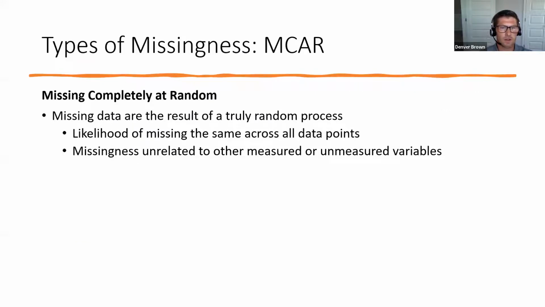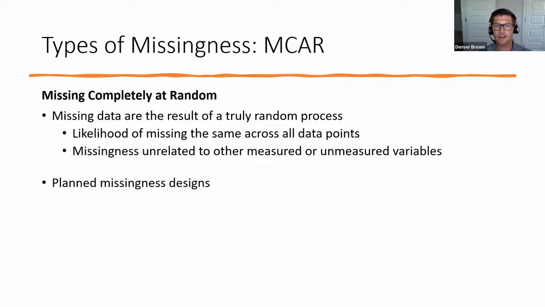So the first thing I want to talk about is the types of missingness that we experience. You might see this at the top, MCAR, which refers to missing completely at random. And you might think, I've run Little's MCAR test to determine if my data is missing completely at random. What this means is missing data are the result of a truly random process. So the likelihood of having missingness is the same across all our data points, and missingness is unrelated to other measured or unmeasured variables.